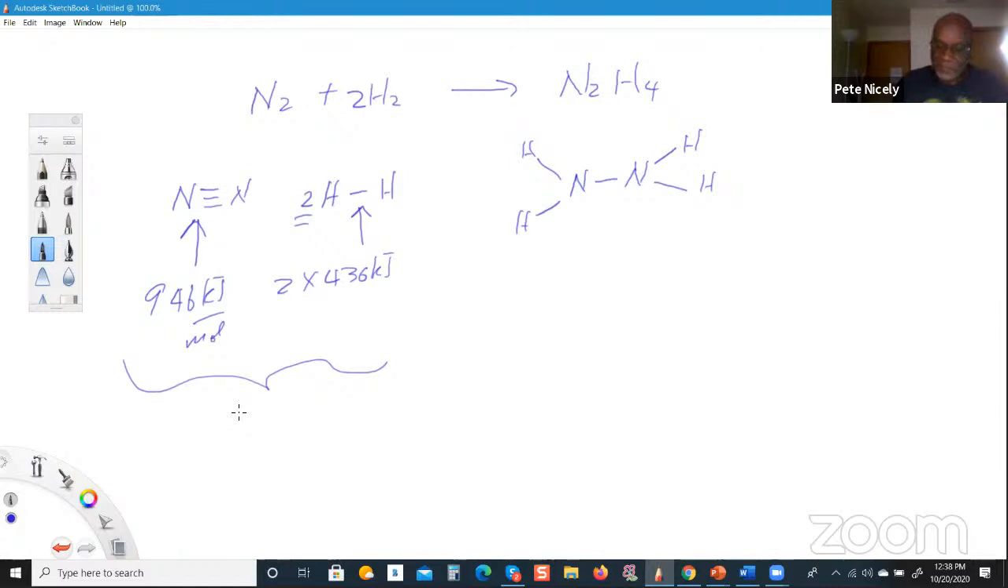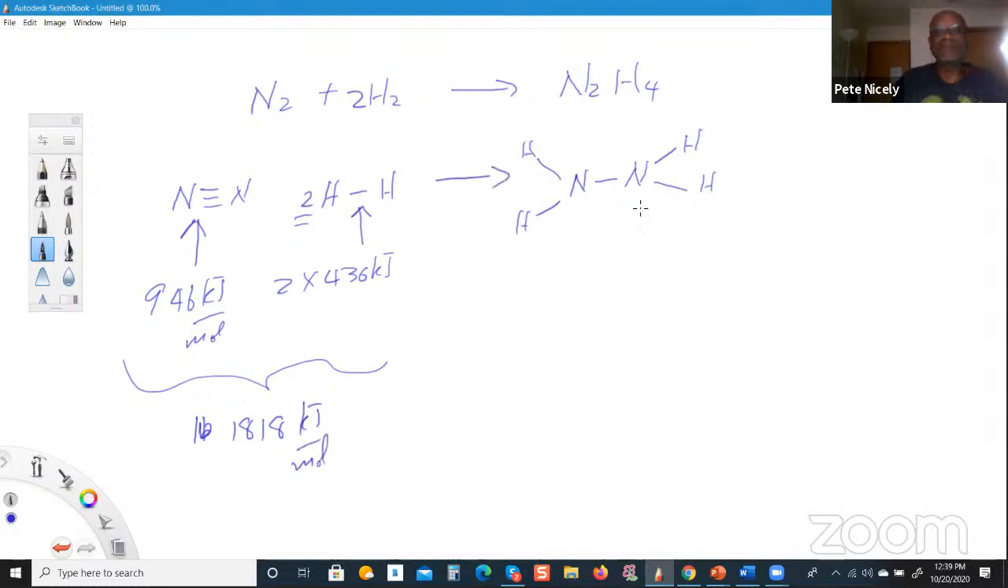So let me just calculate this. 2 times 436 plus 946. And the answer I got for the left-hand side of the equation is 1818 kilojoules per mole. Okay, so that takes care of the left side.